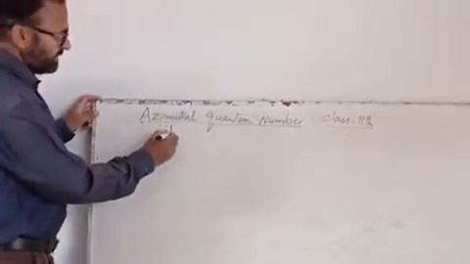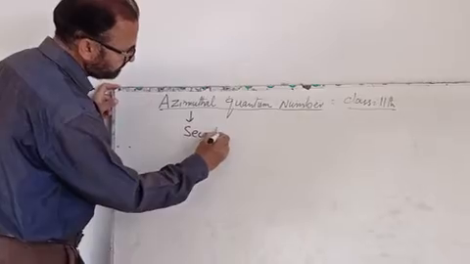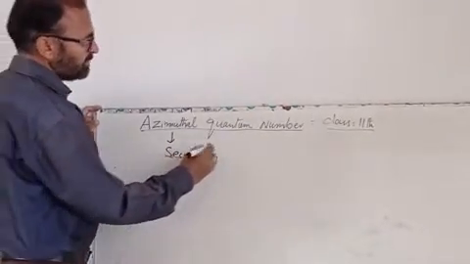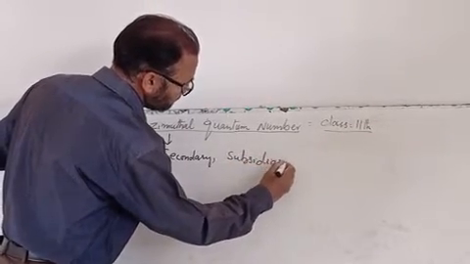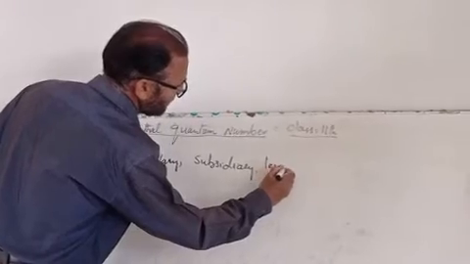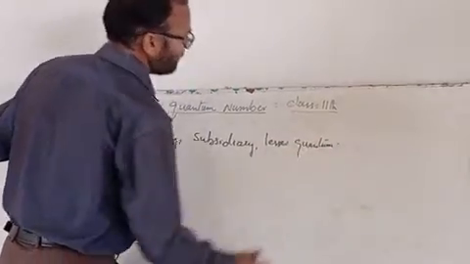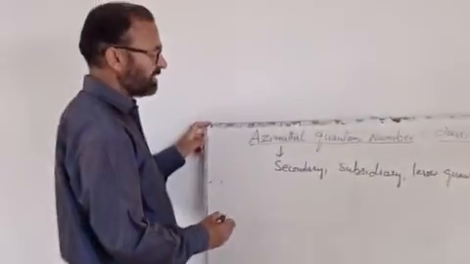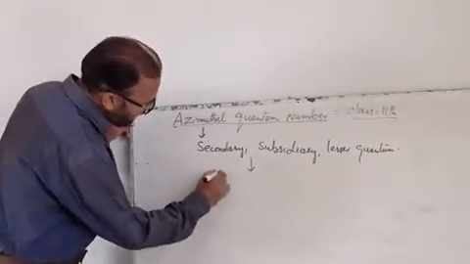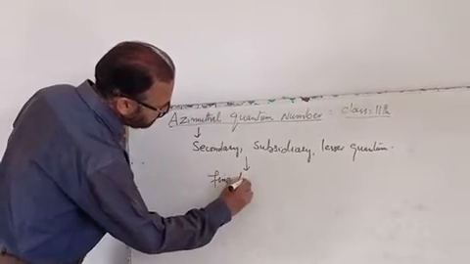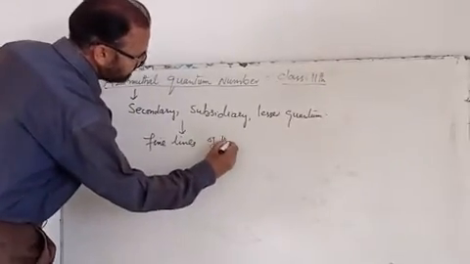This quantum number is also called the secondary quantum number. This is also called a subsidiary. This is also called a lesser quantum number. These are the names of this. And this quantum number was given to explain the fine lines of the spectrum. This was used to explain the fine lines of the spectrum.